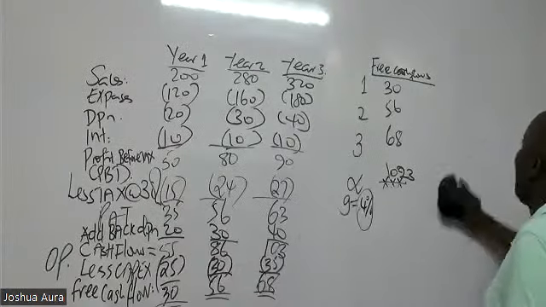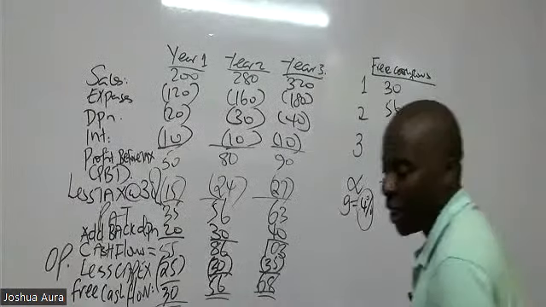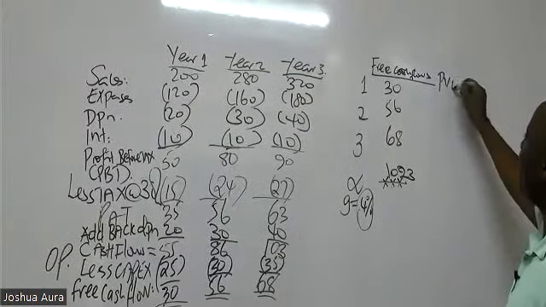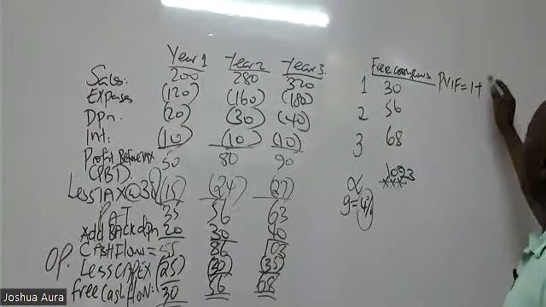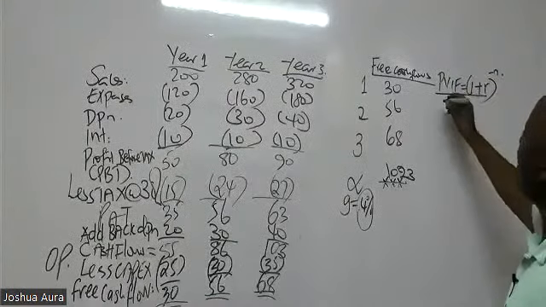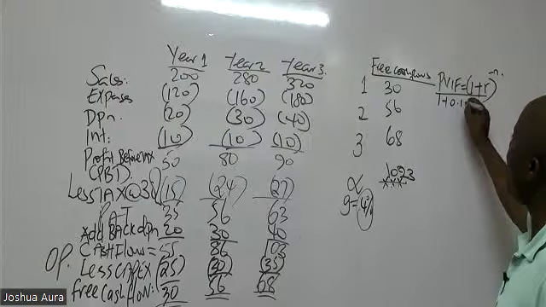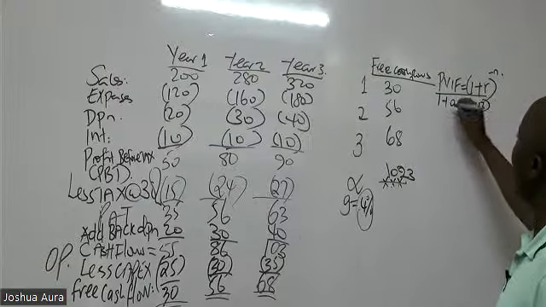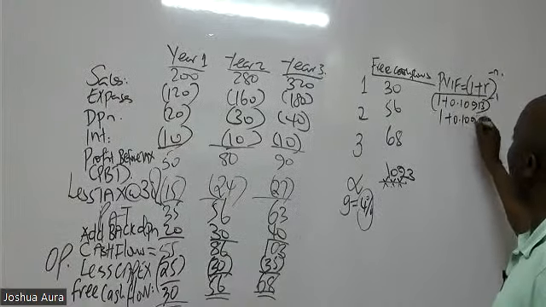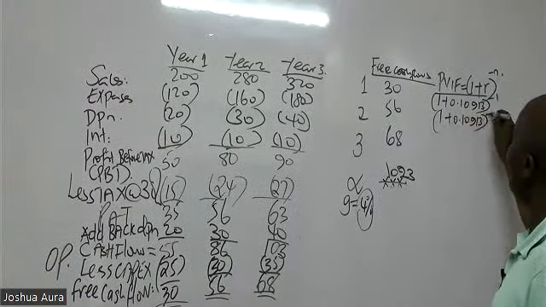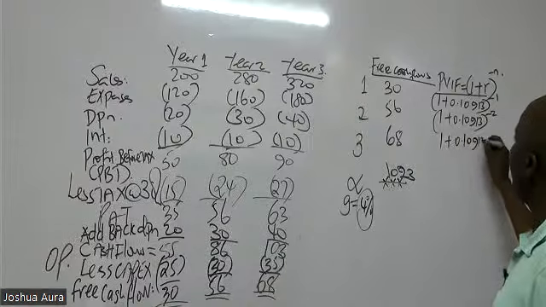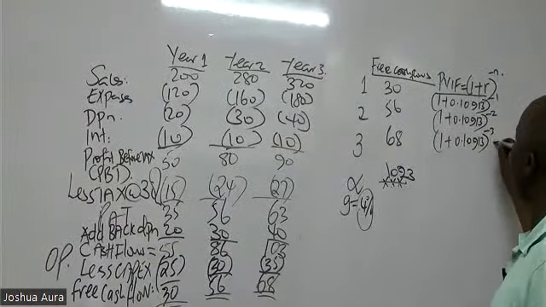Create a column up here for PVIF, the present value interest factor, which is 1 plus R raised to negative n. So PVIF here will be 1 plus 0.10, 913 raised to minus 1. 1 plus 0.10, 913 raised to minus 2. 1 plus 0.10, 913 raised to minus 3.